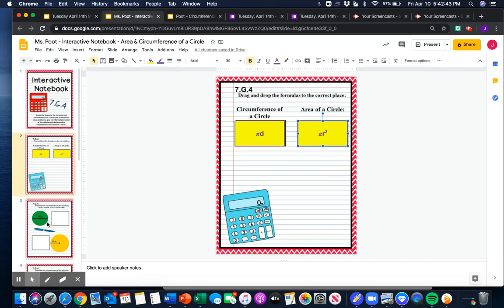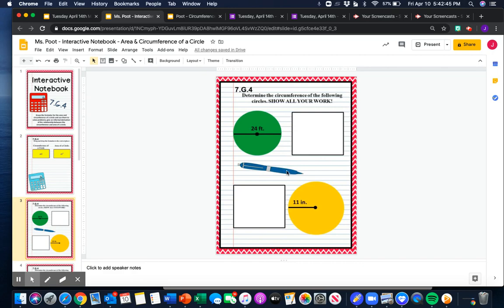All right, so now again, back to the sidebar. I'm going to click page 3. Now it looks like this. All right, so for the next part, we're going to practice some problems together. I see on the top of the page, there's some directions. I'm going to read them. It says, determine the circumference of the following circles. Show all your work! All right, so you're going to say, how am I going to be able to do that? Don't worry, I'm going to show you how to do it.